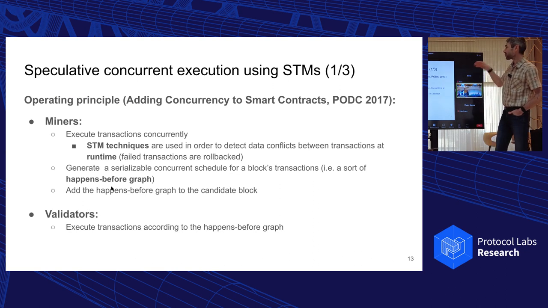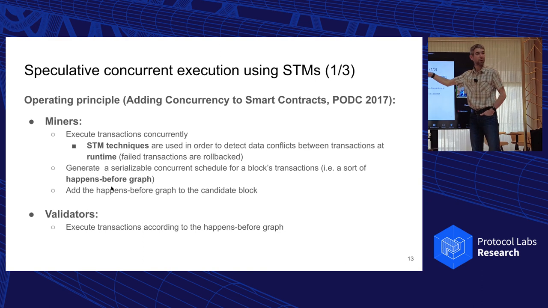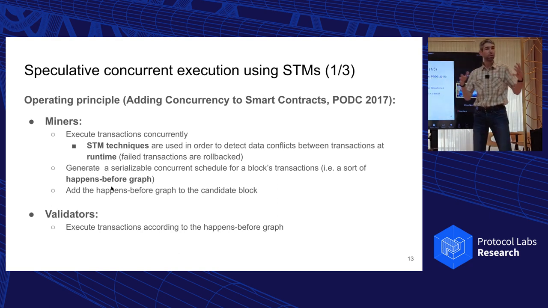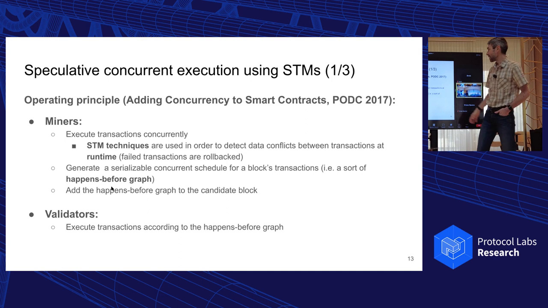So, speculative concurrent execution using STMs. There are several papers, but if you read the POTSI paper, you will get the operating principle. It's fairly straightforward. Miners will execute transactions concurrently, and they will use STM techniques to detect conflicts between transactions at runtime. I assume you're familiar with STMs.